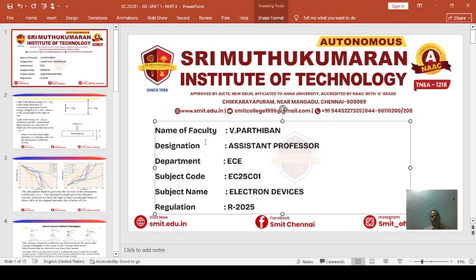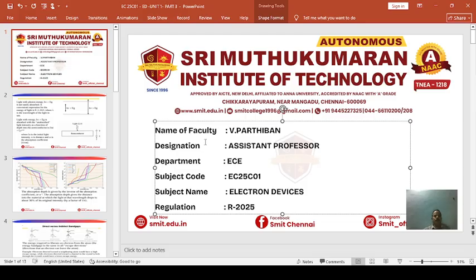I am Parthiban, working as assistant professor in the Department of ECE, Sri Muthukumar Institute of Technology, Mangadu, Chennai. Now I am going to talk about the subject called Electron Devices, which comes under the regulation R 2025. The subject code is EC25C01.